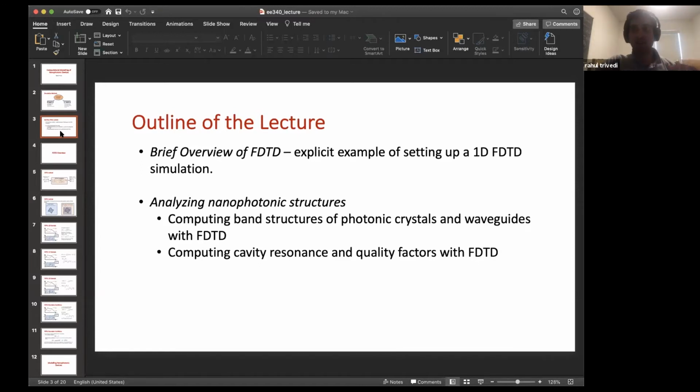And then we'll have a break after this first part. What we'll spend more time on is basically trying to see how we can use FDTD to analyze cavities and photonic crystals and waveguides and so on, right? Okay, great. So let's start with FDTD.